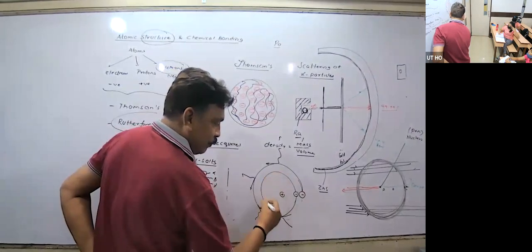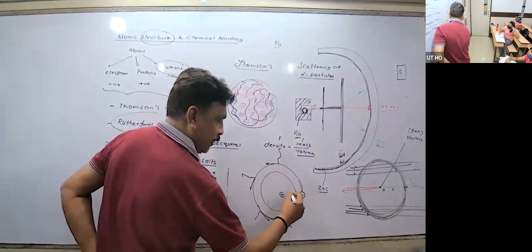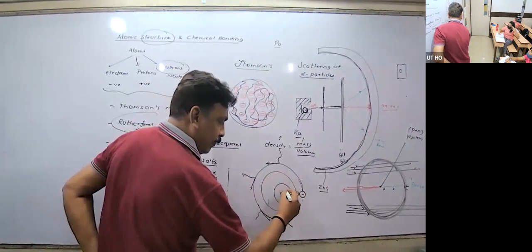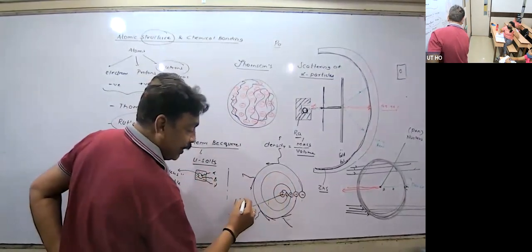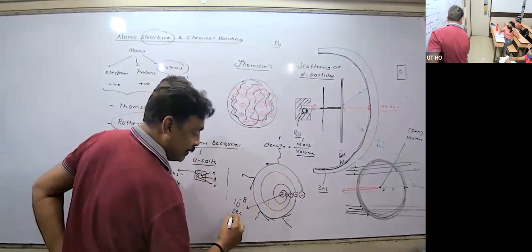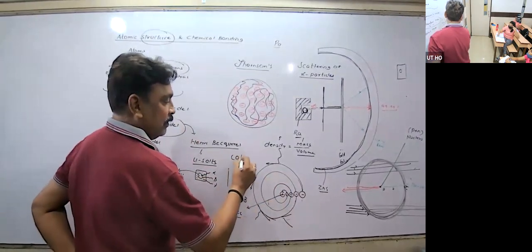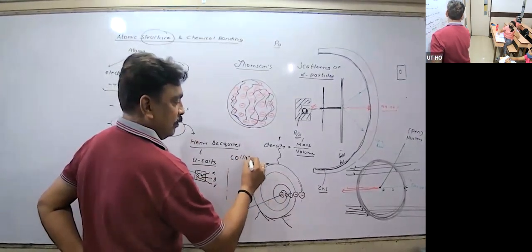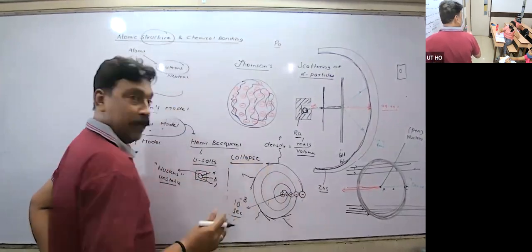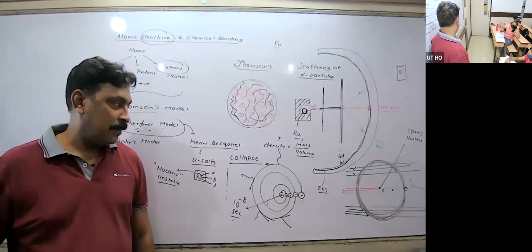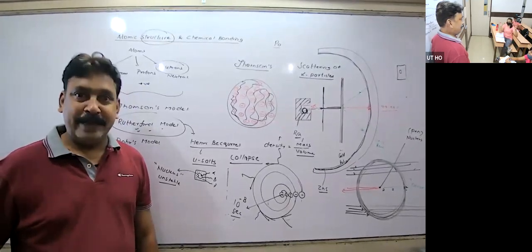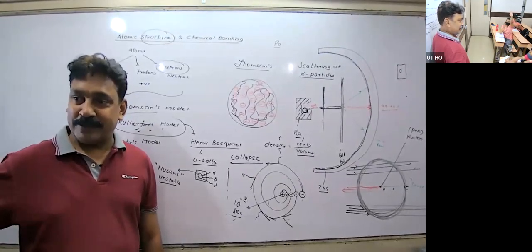This negatively charged body again comes over here, and then what? Comes over here, and finally drops into the nucleus. And scientists were so happy that they calculated that within 10 raised to -8 seconds, the atom will collapse. Some started celebrating the collapse. But 10 raised to -8 seconds have passed.